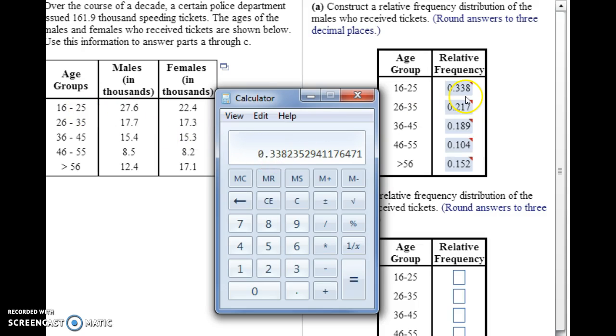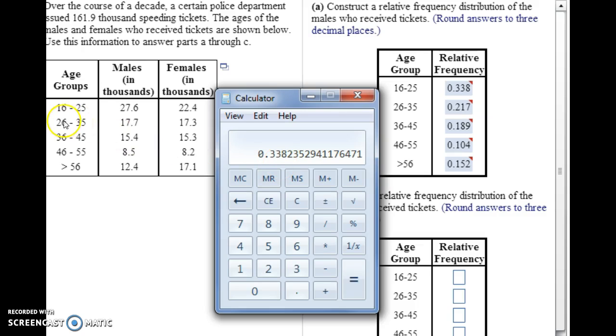And we just want to round our answer to 3 decimal places, so we would just take it to 3, and the 8 does not round up because the 2 is less than 5. So 0.338 would be the percentage of people between 16 and 25. The relative frequency between 16 and 25, 0.338.